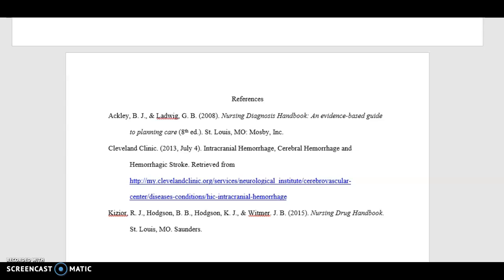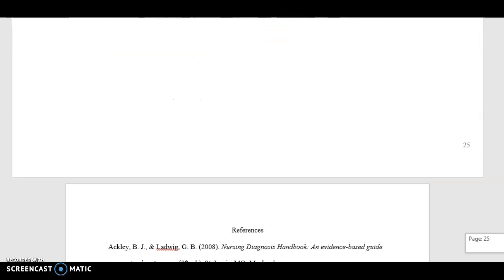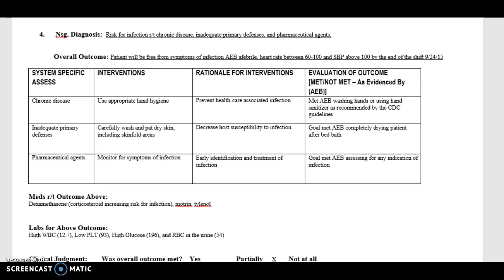All of these will be posted for you, and you see we do have some references in APA format at the end. These will be posted for you on Blackboard to help you get through your nursing care plan. And if you have any questions, certainly ask your clinical instructor, and we will go over it again in lecture.